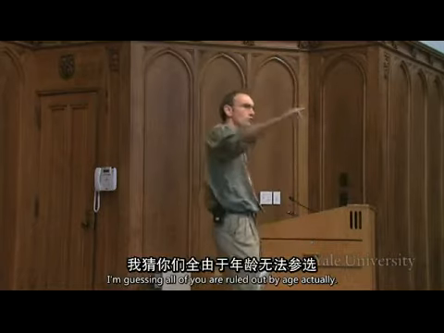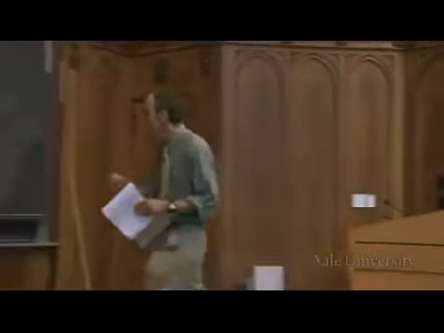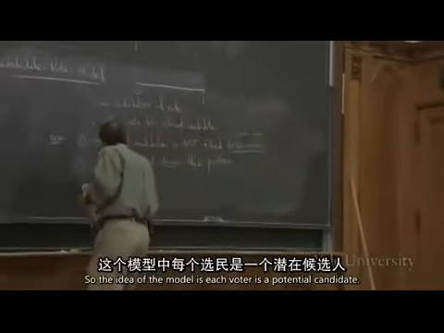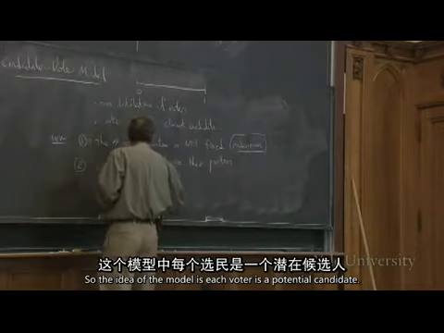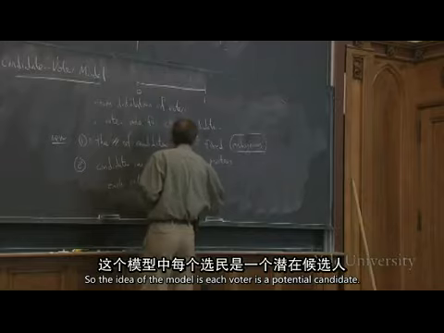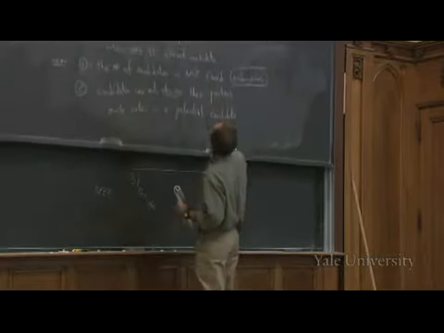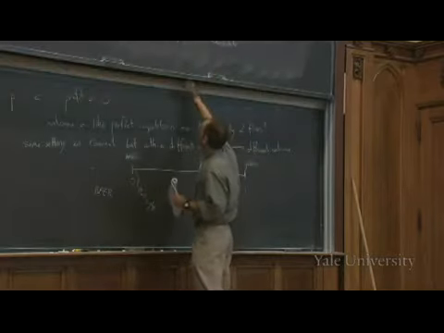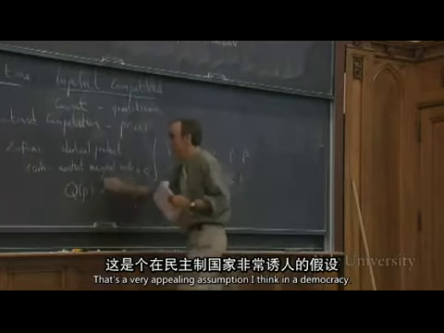Right? I'm guessing all of you are ruled out by age, actually. There's some rule in the Constitution, but never mind, let's pretend that's not there. So the idea of the model is each voter is a potential candidate. All right? That's a very appealing assumption, I think, in a democracy.